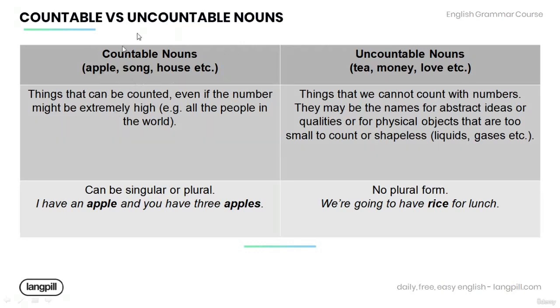Note that countable nouns can be singular or plural, as in the example below. I have an apple, and you have 3 apples. However, uncountable nouns do not have plural forms, as in the example below. We're going to have rice for lunch. Note that rice is an uncountable noun, and so we cannot use a plural form.